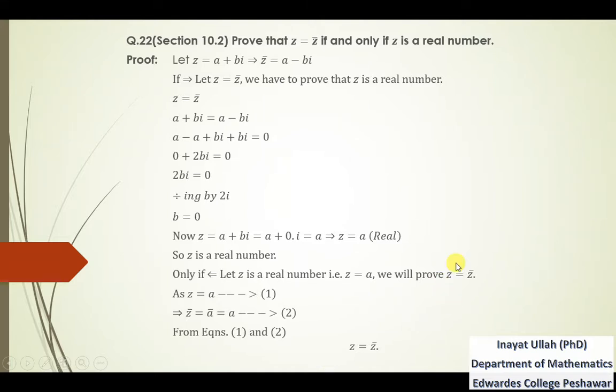So the new idea in this question is we need to understand "if and only if". "If" means take this side true and try to prove this side. "Only if" means take this side true and try to prove that side. This statement can also be read as necessary and sufficient condition.